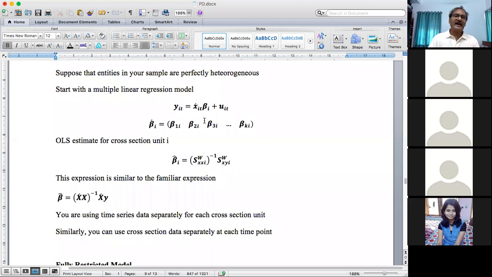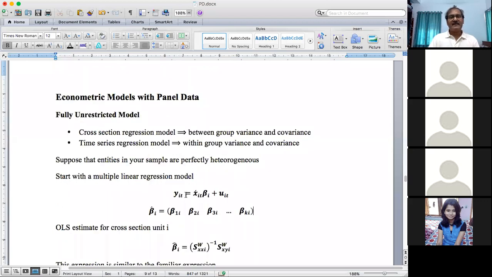So in the fully unrestricted model, we can get a different value of beta hat for each cross-section unit. In that way, we are considering all cross-section units as perfectly heterogeneous. In what sense? Suppose Y denotes consumption and X denotes income, for example. In that case, beta indicates the marginal propensity to consume, MPC.